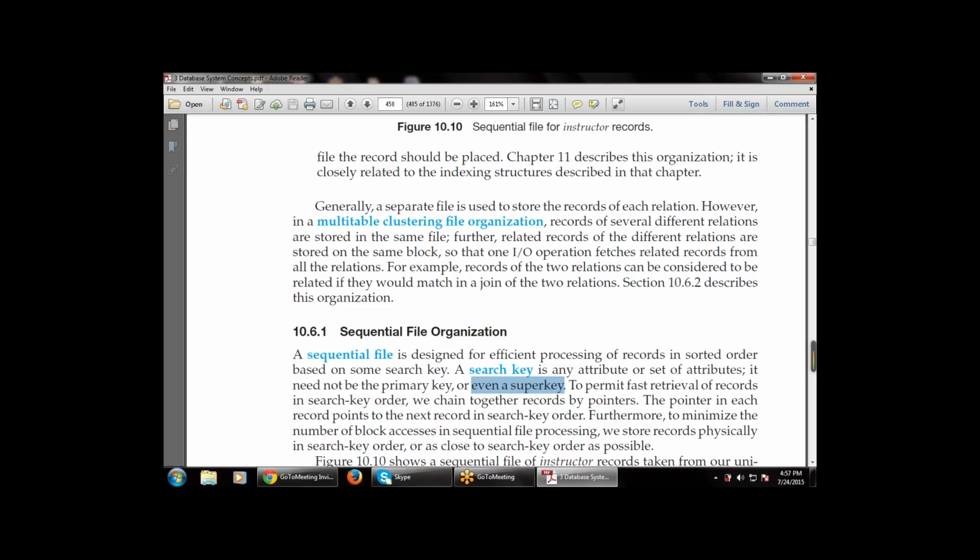To permit fast retrieval of records in search key order, we chain together records by pointers. The pointer in each record points to the next record in search key order. Furthermore, to minimize the number of block accesses in sequential file processing, we store the records physically in search key order, or as close to search key order as possible. That is, the records are stored in the physical storage media in a sequential file structure, one after another.